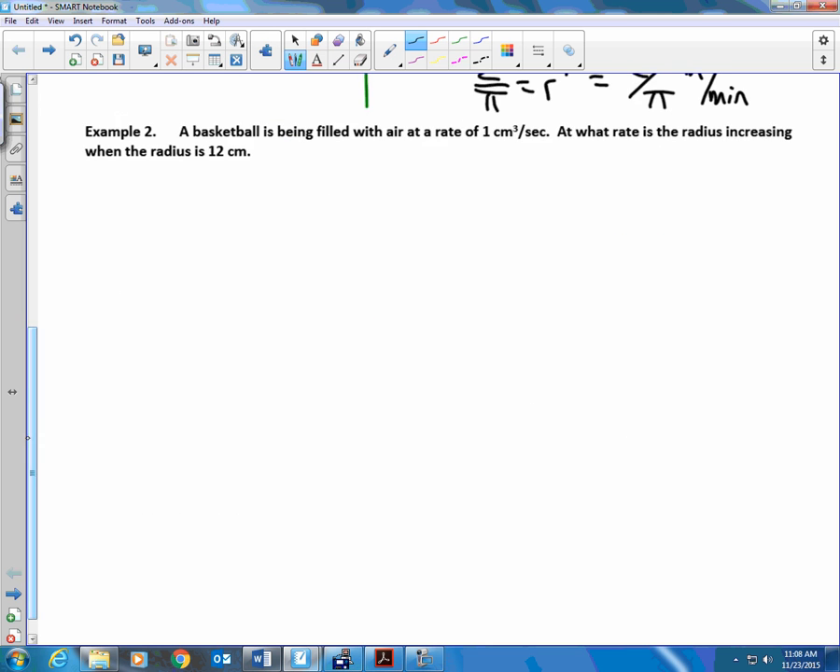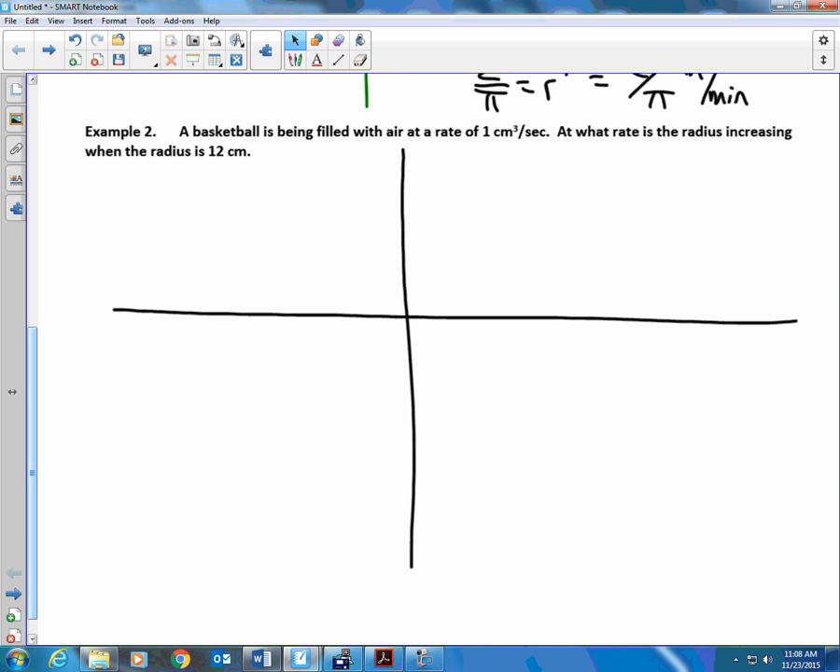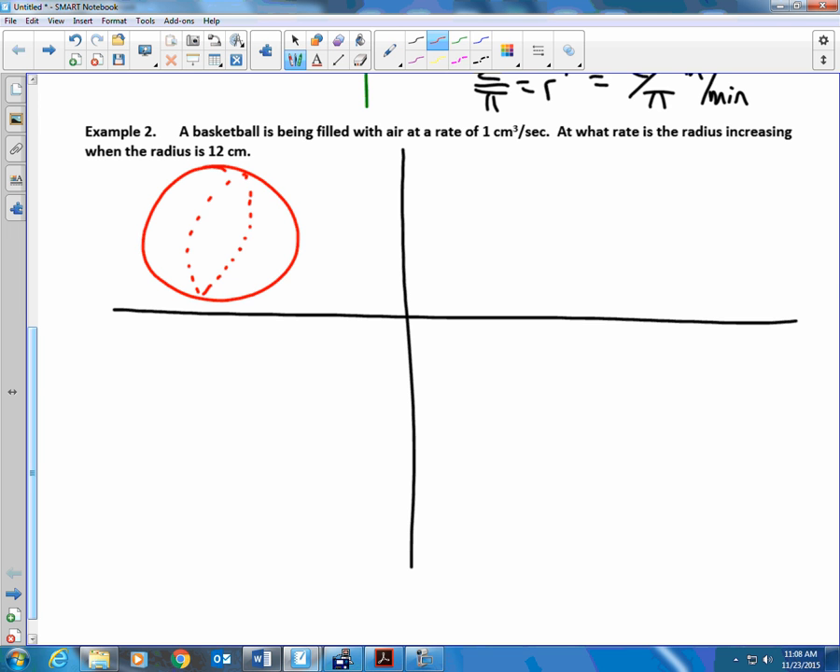Let's go with one that you may not remember as well. A basketball is being filled with air at a rate of 1 cubic centimeter per second. At what rate is the radius increasing when the radius is 12 centimeters? So again, I like to draw a box, and I'm not very good at drawing spheres. I guess that's my best bet. So I'm going to list my formula. What's my formula for volume of the sphere?